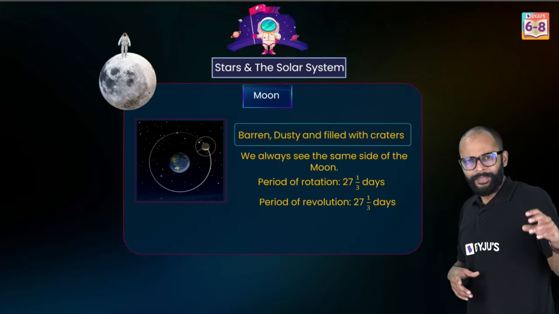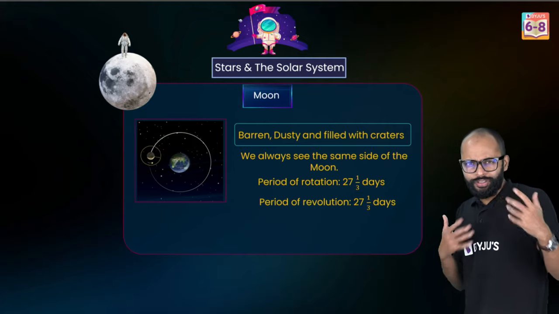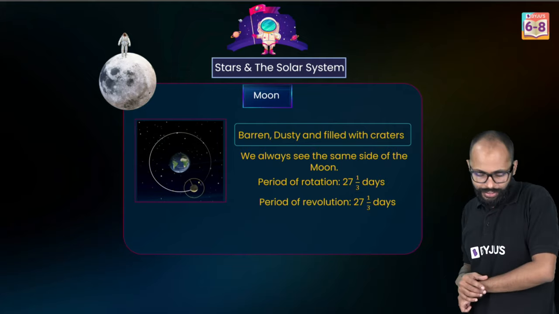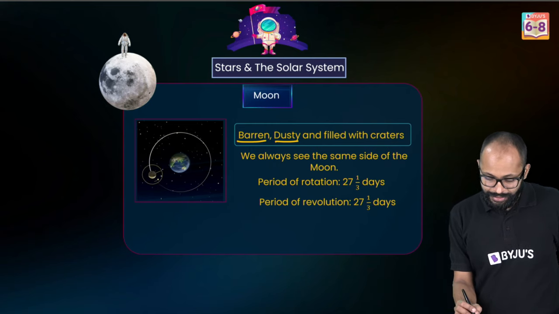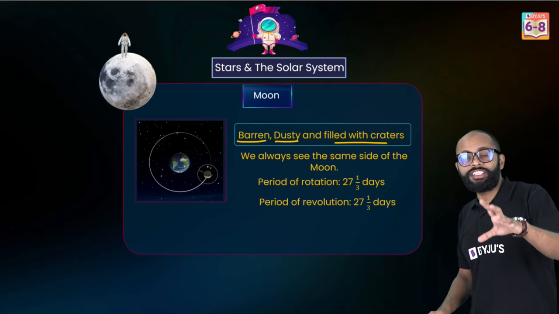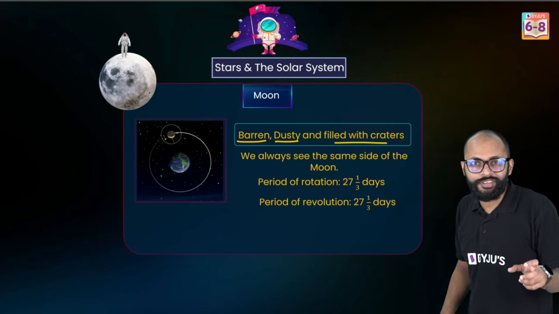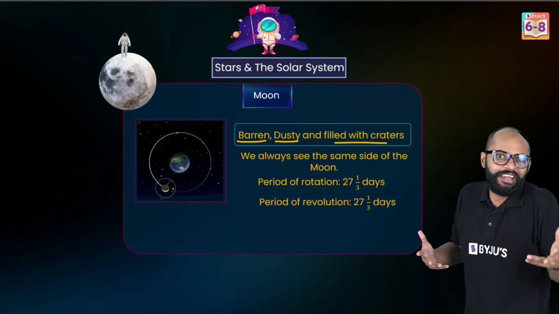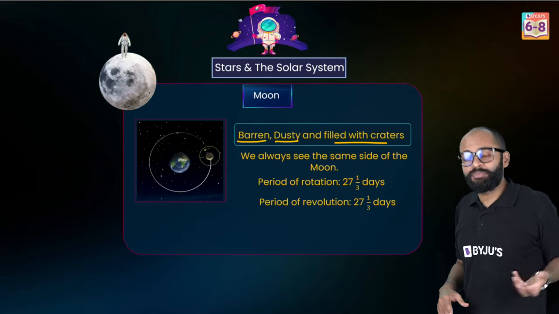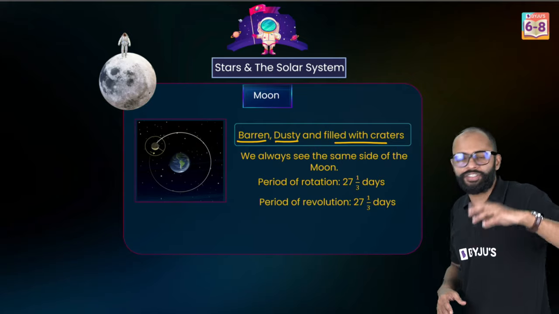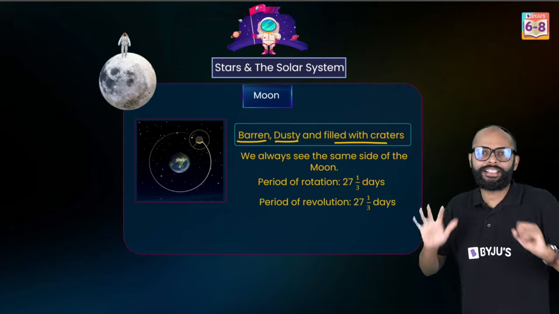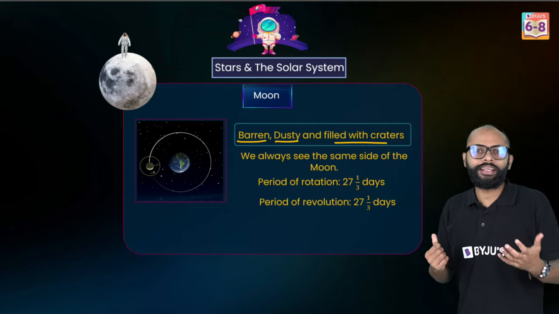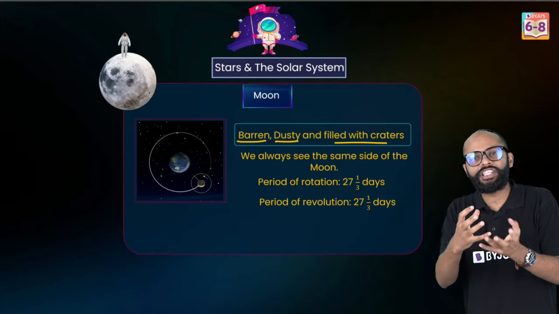Let's talk about the moon. A lot of times there are things you can relate to naturally. The moon is barren, it is dusty, it is filled with craters. The spots you see on the moon, the daag in the moon, why are they there? Because there are craters. Why? Because the moon does not have an atmosphere. Stones come and hit the moon, and that's why it has these craters.